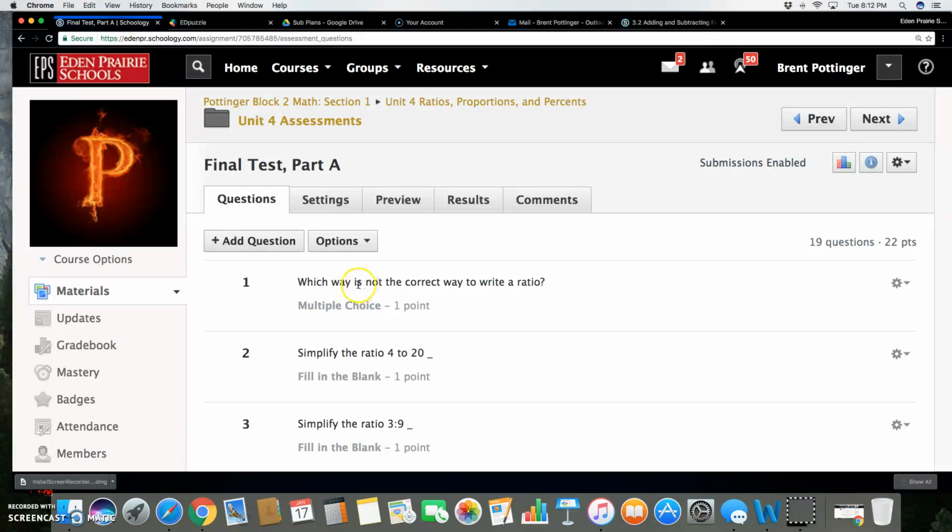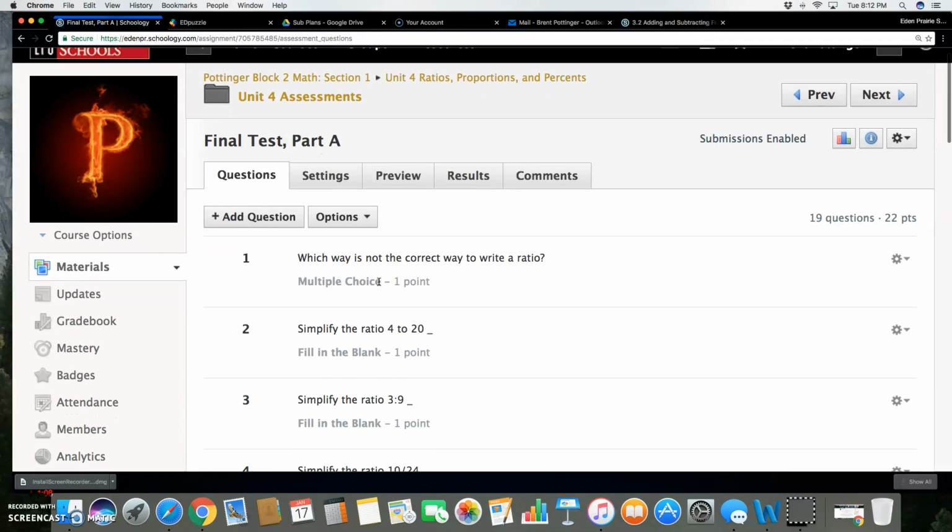Part A should be done first. Part A needs to be done first, submitted, then you move on to Part B, in which you show all of your work. Part A does not need any work. You can just use scratch paper to help you solve the problems, as well as your calculator. I'm going to go through the 19 questions in Part A really quickly.